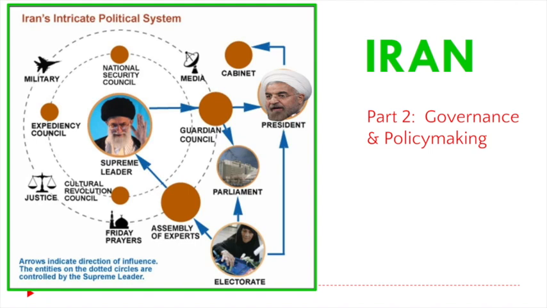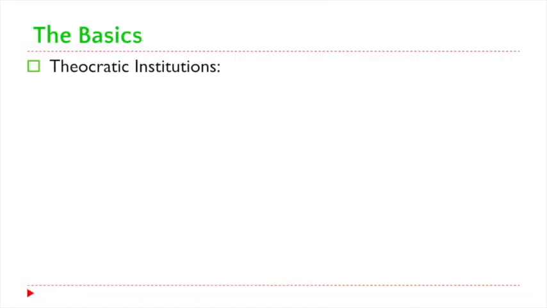It also is a good example of the theocratic elements and the republic elements. You have theocratic elements kind of in the circles around the supreme leader, and you have the republican elements kind of over on the right, getting more electorate involvement in them. So let's just dive in. Let's get started here, and we'll come back to that diagram if we need to.